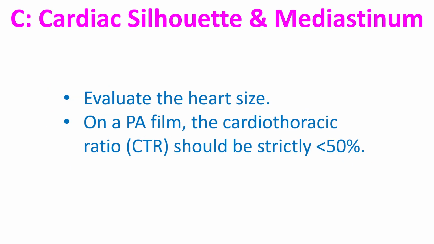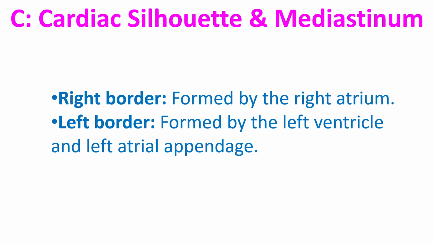C for cardiac silhouette and mediastinum. Evaluate the heart size. On a PA film, the cardiothoracic ratio should be strictly less than 50%. The right heart border is formed by the right atrium. The left border is formed by the left ventricle lower and the left atrial appendage at the top.